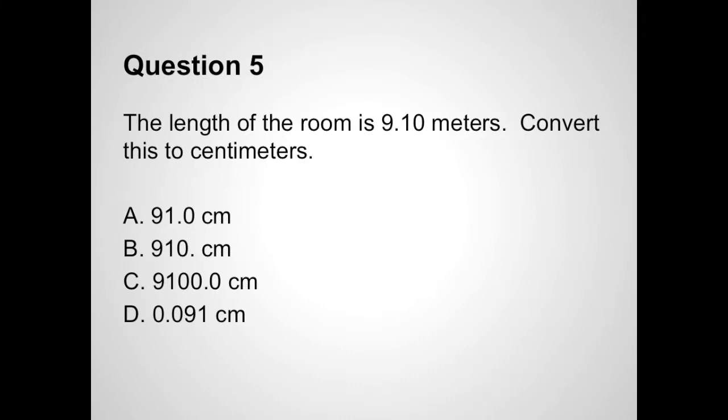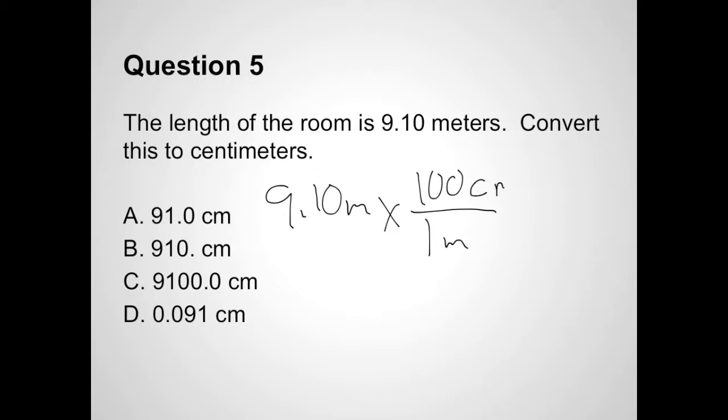The length of the room is 9.10 meters. Convert to centimeters. Well, we know 9.1 meters, that's our distance. 1 meter is equal to 100 centimeters. So in centimeters, since the units here of meters cancels out, we would have 910 centimeters. And we can keep that decimal point because that was a significant figure in this measurement since it was after the decimal. So we keep it significant by adding the decimal point in our answer here, B.